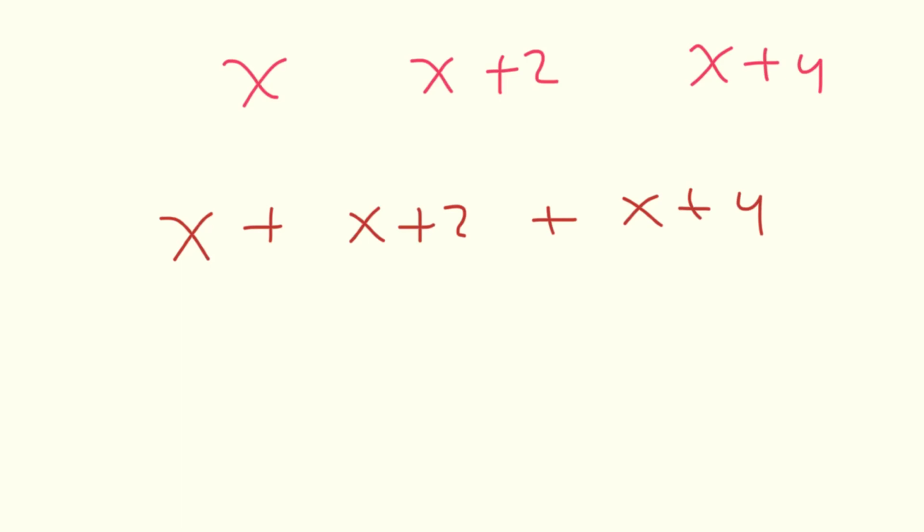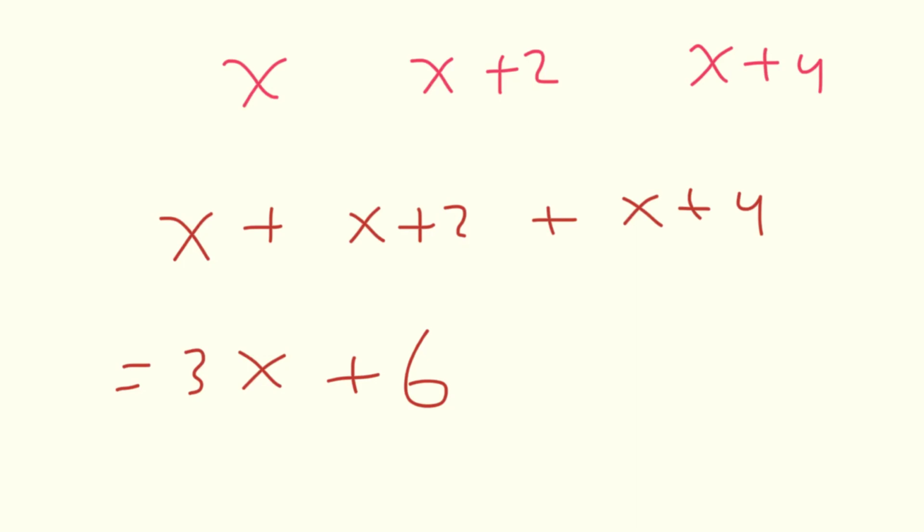And how do you add this? You add the x's together, x and x and x, right? And you add the numbers together. x plus x plus x equal to what? 3x. Equal to 3x, okay? And when you add the numbers together, 2 and 4, it's equal to 6, right? So that's equal to 6.